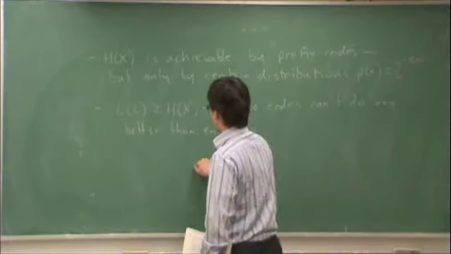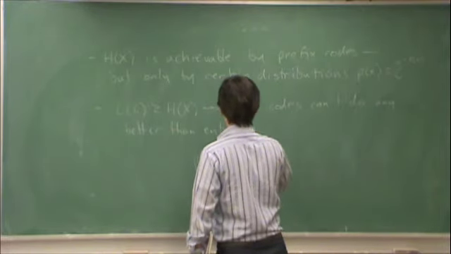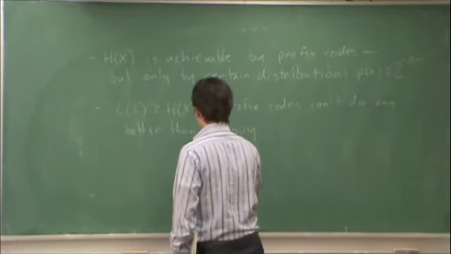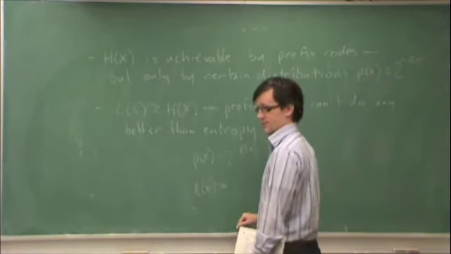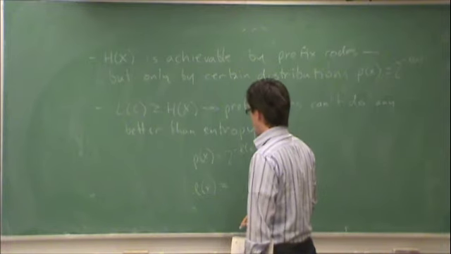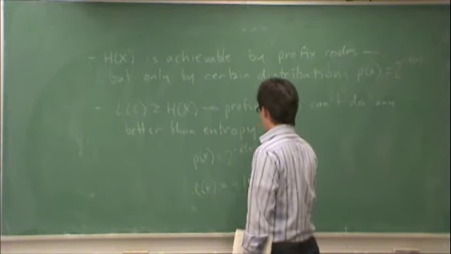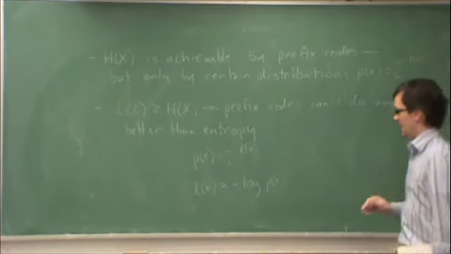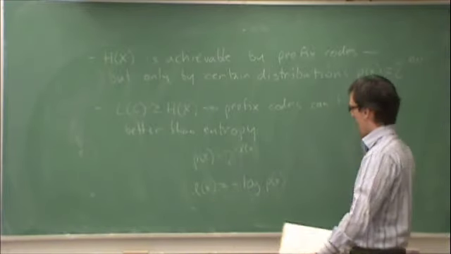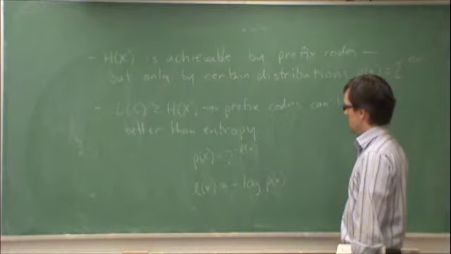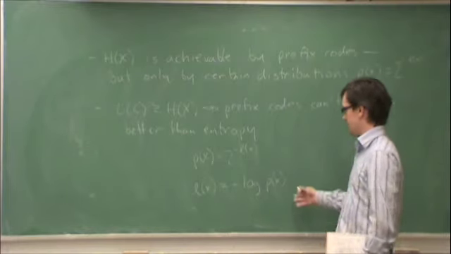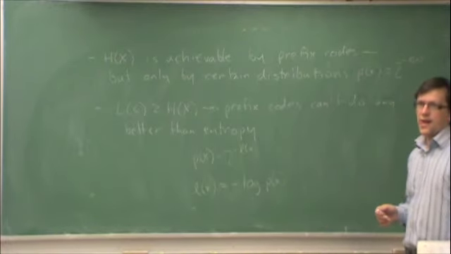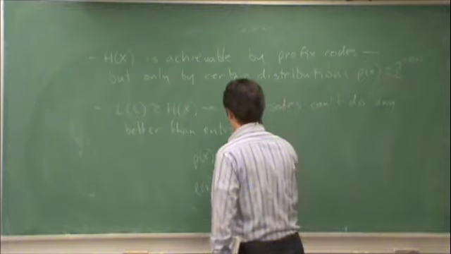What this is telling us, P of x equals 2 to the minus Lx, is suggesting that I should choose Lx. If I solve for Lx, Lx should be negative log Px. But Lx has to be an integer. So how can I force this to be an integer? What's the notation for the smallest integer larger than this? It's ceiling, right? The ceiling operator. So what if I force this?